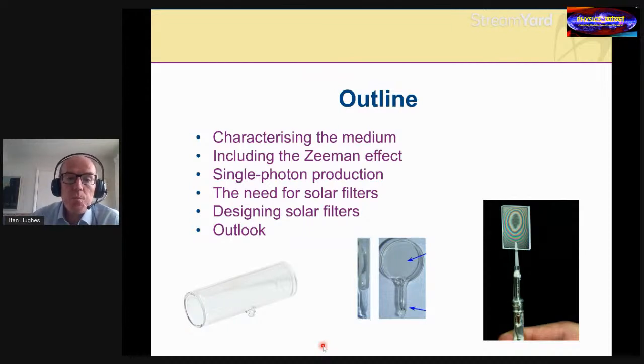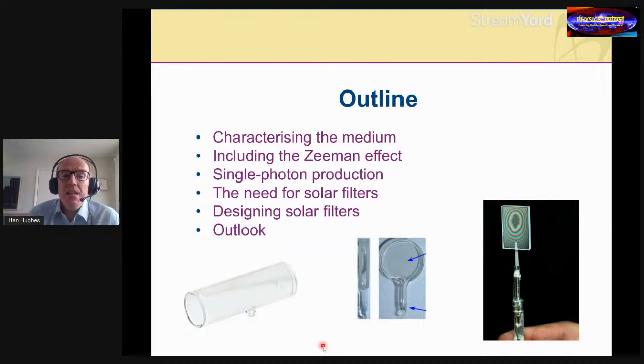And then the final topic I look at will use an experiment here on Earth, where we have atoms and lasers and magnets. But the light that we're actually going to look at is going to come from the sun.